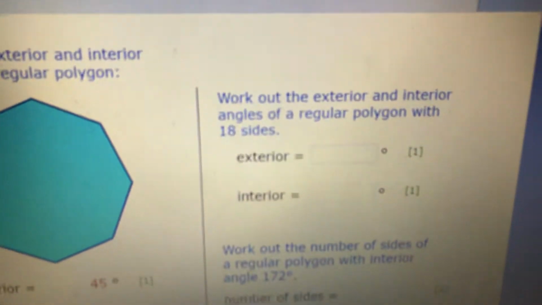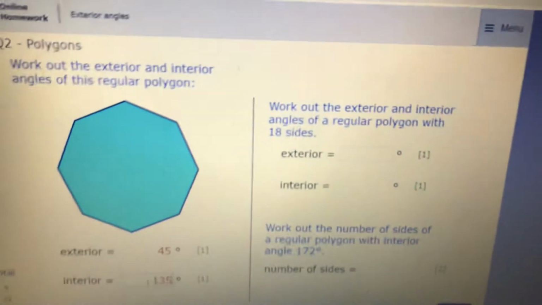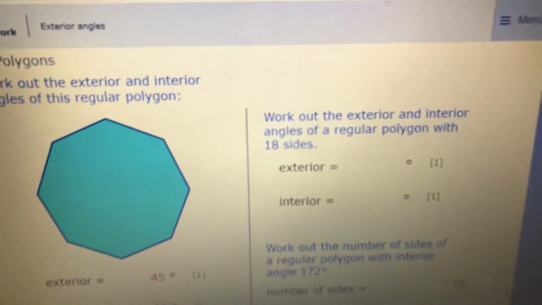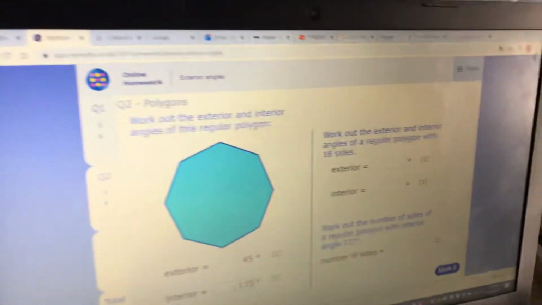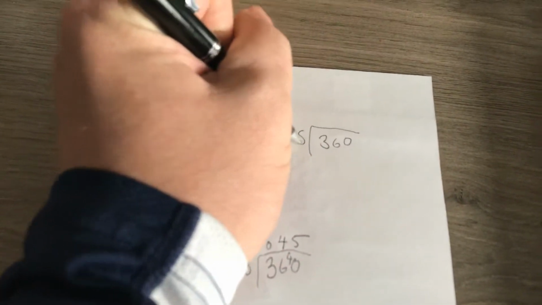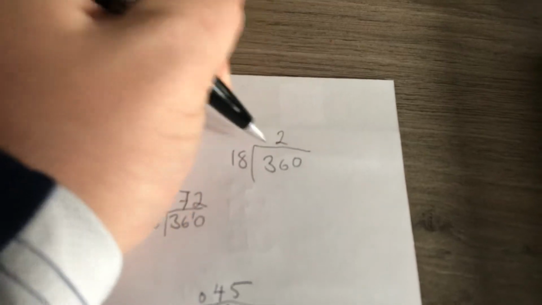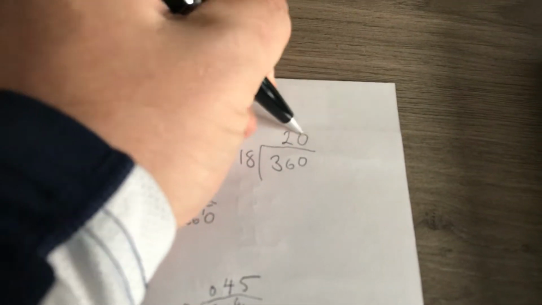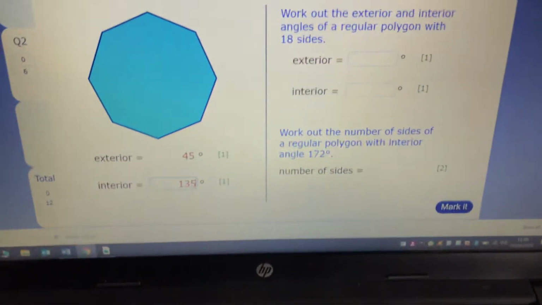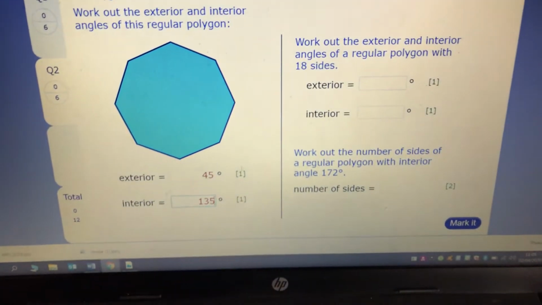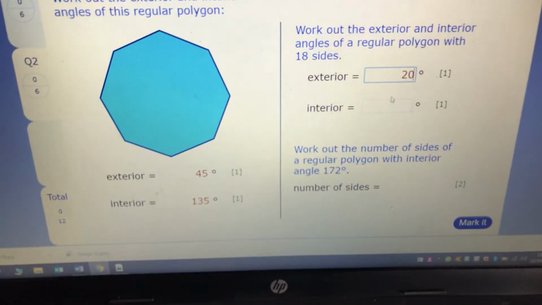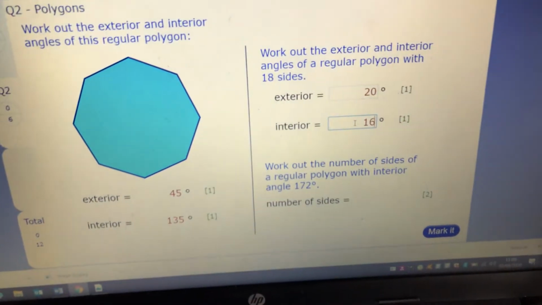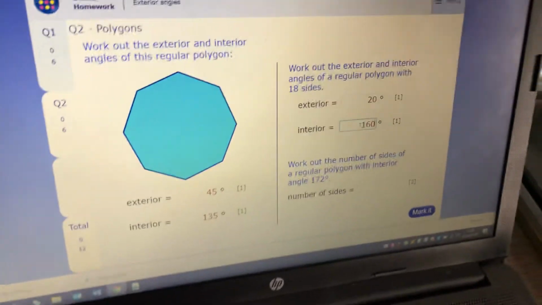Work out the exterior and interior angles of a regular polygon with 18 sides. Just because I've not got the image, the same thing still applies, guys. So you still just need to do how many times does 18 go into 360 to get your exterior? 20. So the exterior there is going to be 20. Which makes it really easy for the interior, because I just take 20 away from 180. So therefore that's 160 to make that straight line.